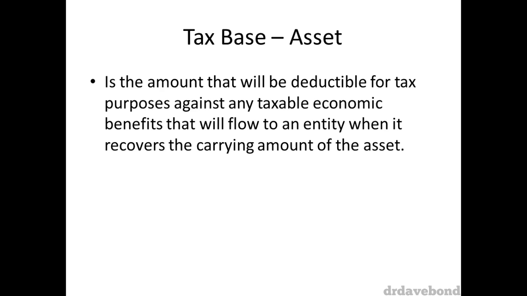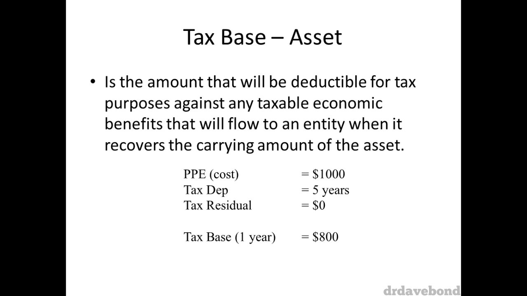Take an item of property, plant, and equipment. Its benefits are taxable as we either use it to produce goods which will generate taxable profits, or we can sell it and get a gain which is taxable. As its benefits are taxable, we need to determine the amount of the asset that is deductible for tax purposes. For property, plant, and equipment, this is looking at its tax depreciation rate.